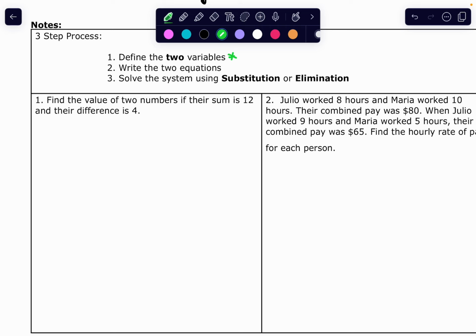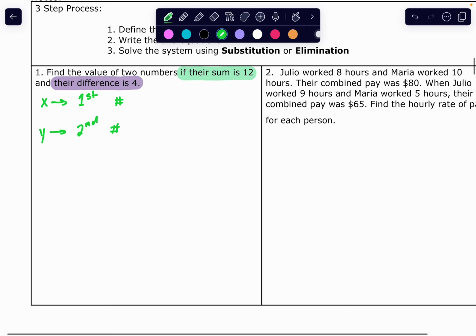So let's dive into this first one. Let's define x, our number that we don't know in math, as the first number. And by process of elimination, we're probably going to call y that second number. From here, we're going to set up our two equations. The first one refers to their sum, and the second one refers to their difference. Sum means addition, and difference means subtraction.